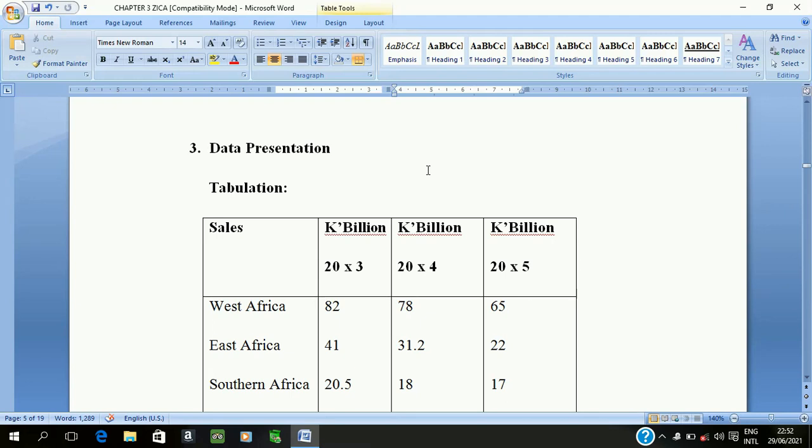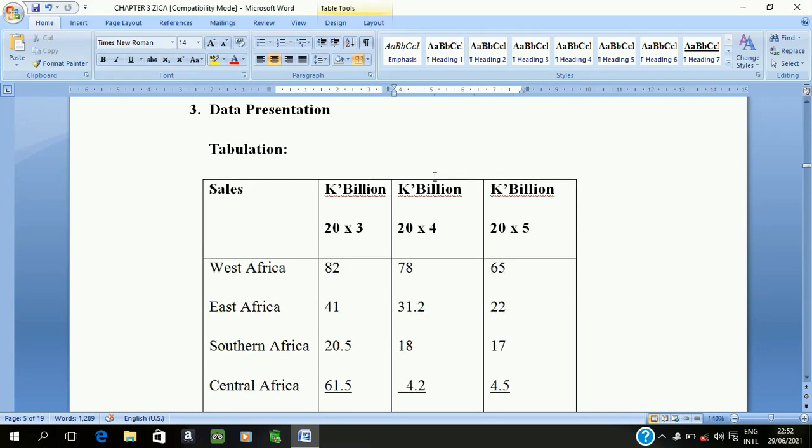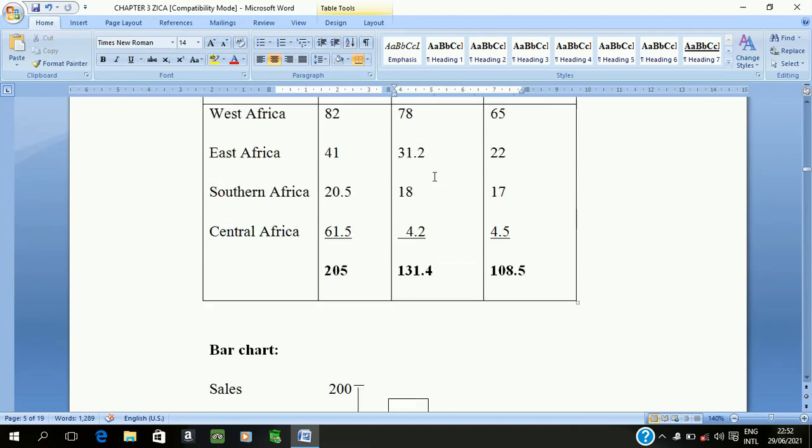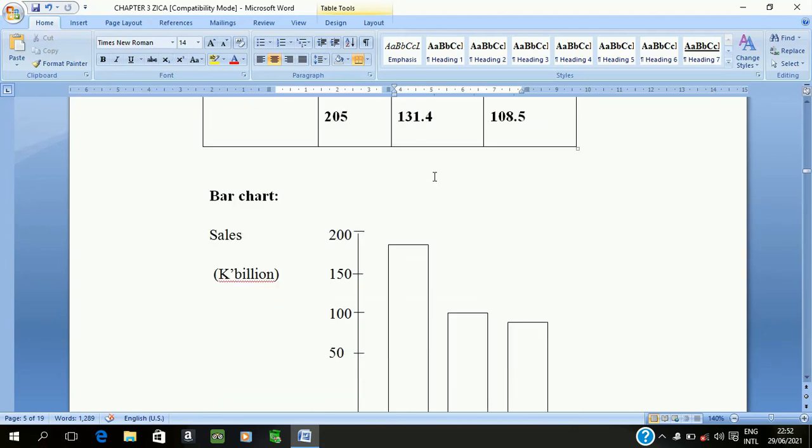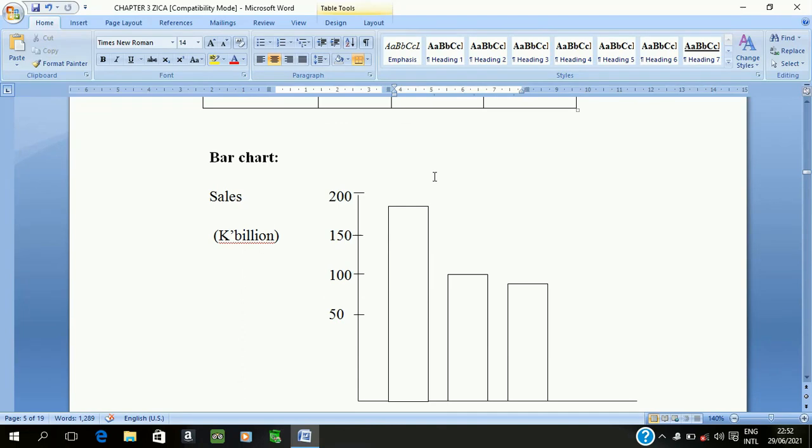And in statistics, we believe that when data is presented in tables like that, it becomes easier for the users of information to understand, easily understand information, and information is well summarized when it's put in a form of tables. So tabulation is one of the ways of presenting data. Second way of presenting data is using bar charts.